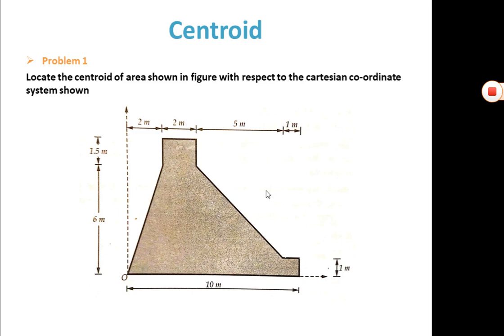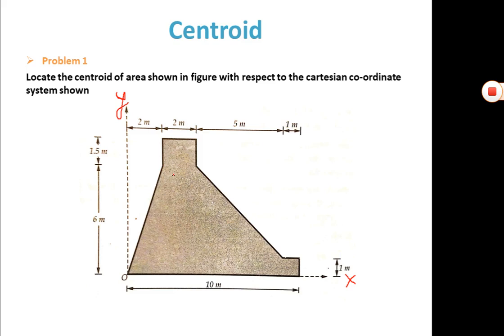So this one is the x-axis and this one is the y-axis. So in this figure you can't directly find the centroid, so we need to subdivide this figure into parts of simple geometrical figures like triangles, rectangles and semicircles and all.